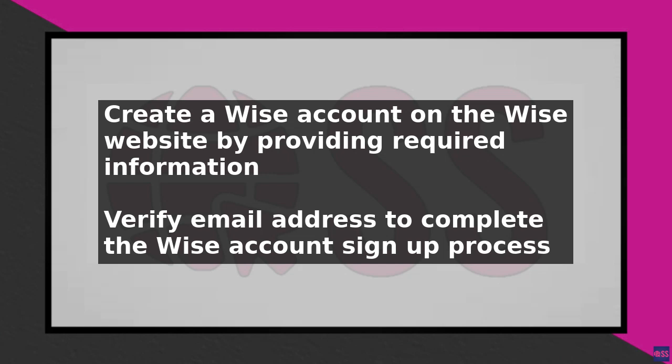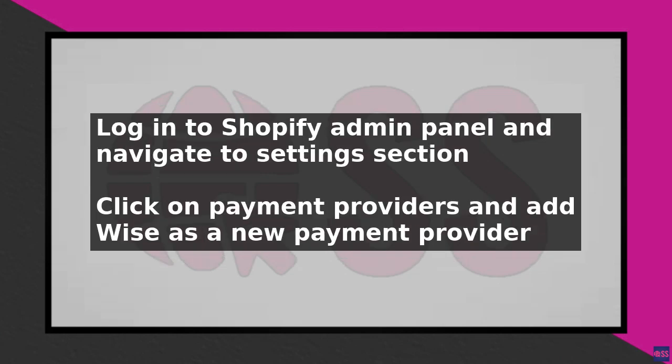address. Once you have a Wise account, log into your Shopify admin panel and navigate to the Settings section. In the Settings section, click on Payment Providers and then click on Add Payment Provider. Search for Wise and click on it to add it as a payment provider.